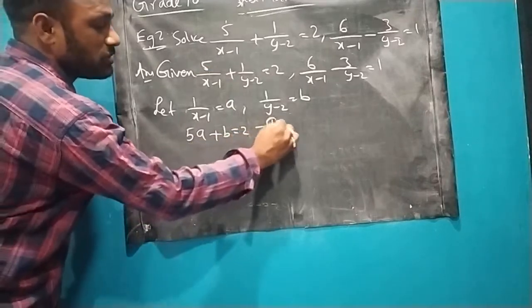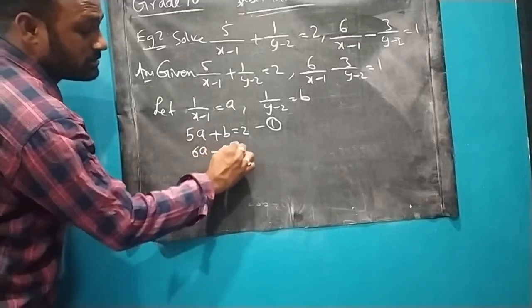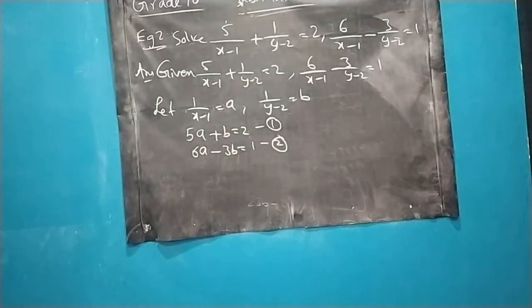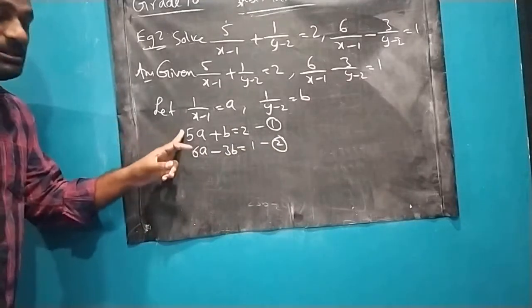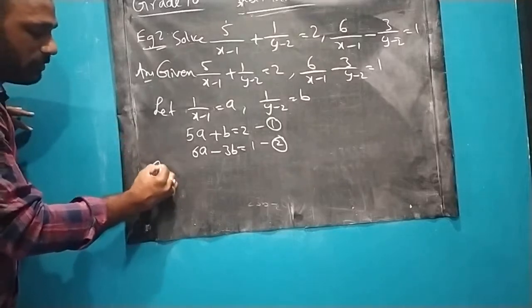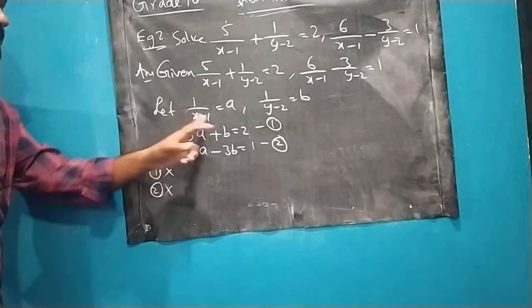This is the first equation, and the second equation will be 6a minus 3b is equals to 1. This is the second equation. Now if you observe the a and b values, I have already said that while we are performing the elimination method, either we can cancel the a values or the b values.